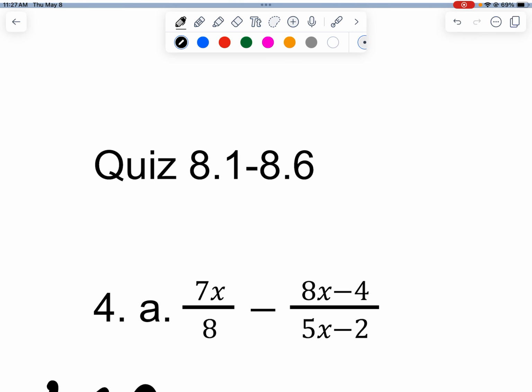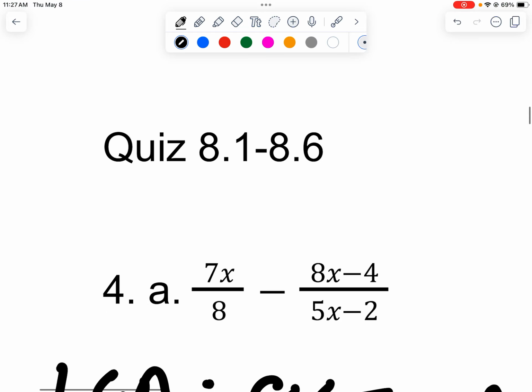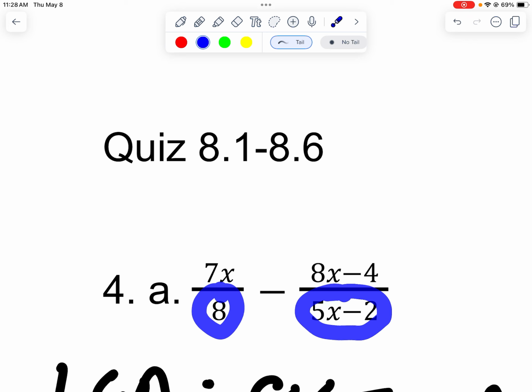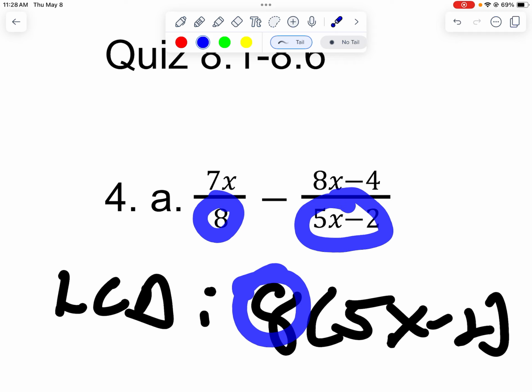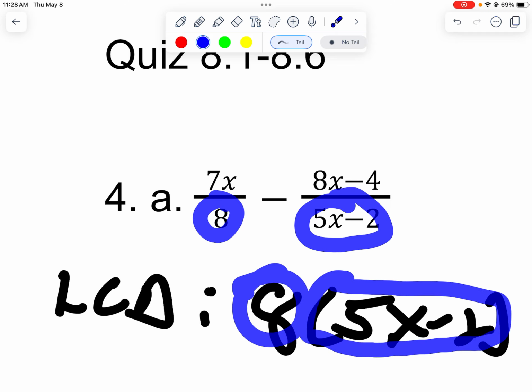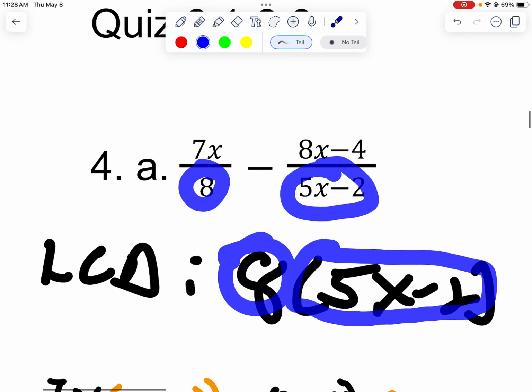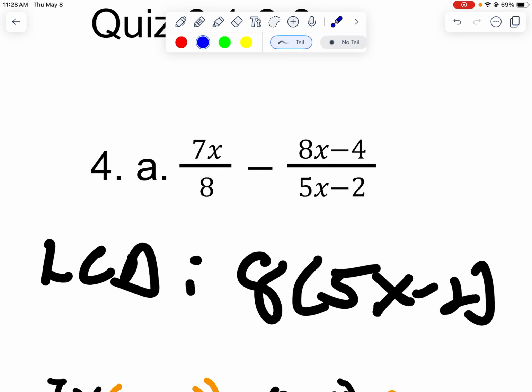All right, to add fractions, remember the bottoms have got to be the same. We have to find a common denominator. So when you see on this problem here, 4a, you have an 8 in that denominator and a 5x minus 2 in that. So the LCD will be 8 times whatever's on this fraction, which is 5x minus 2. That's the LCD. And what I'm going to do with that LCD is that I'm basically going to take this fraction bottom, 8, and turn it into 8 times 5x minus 2. In other words, I'm going to turn this into that.